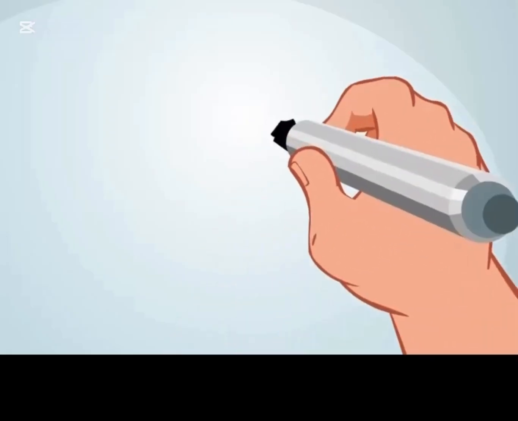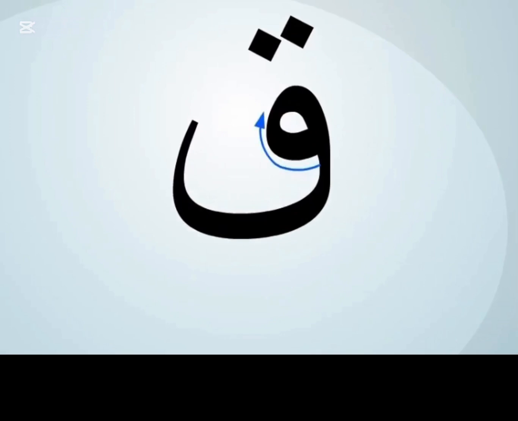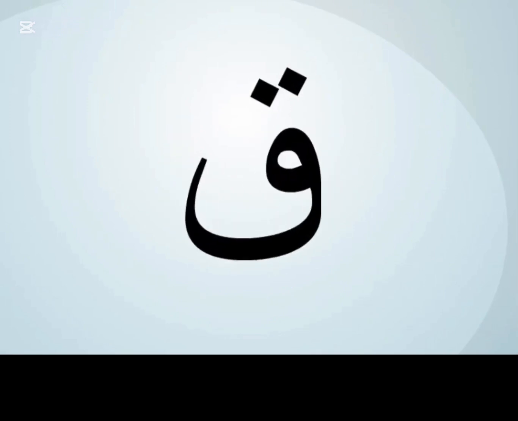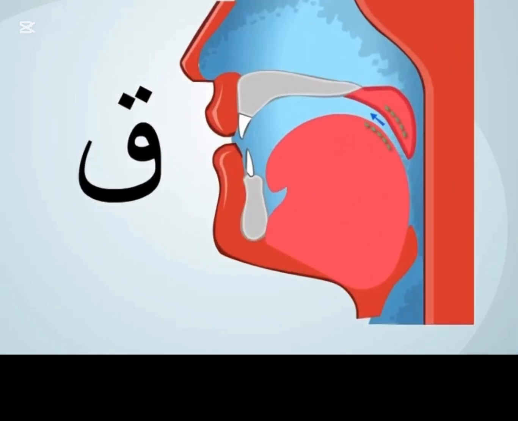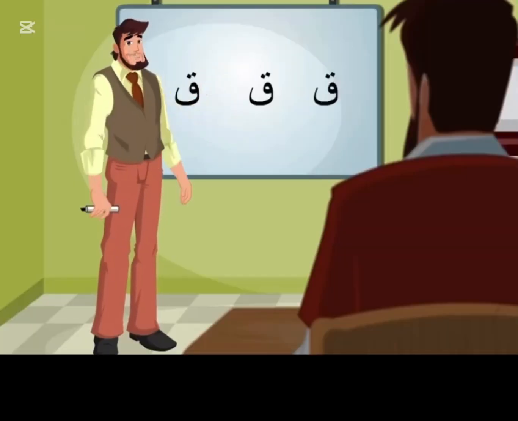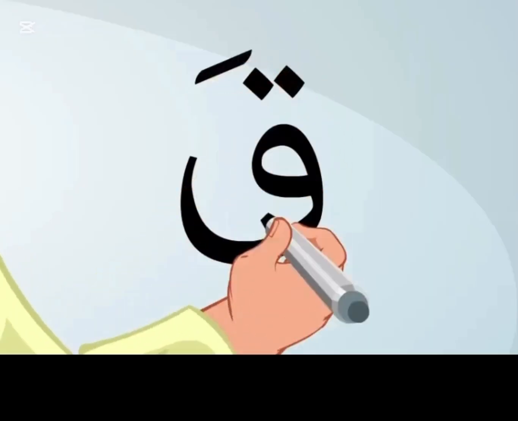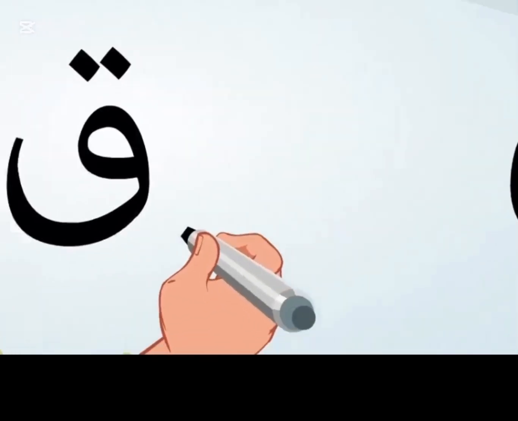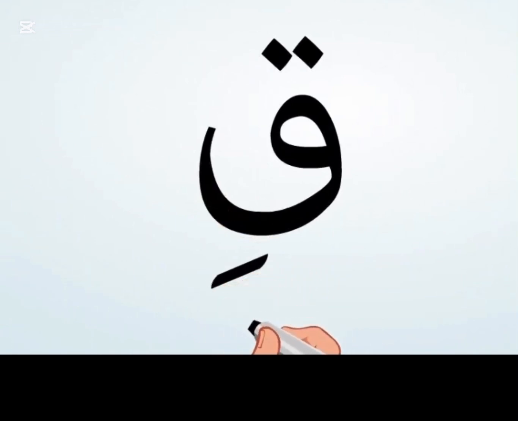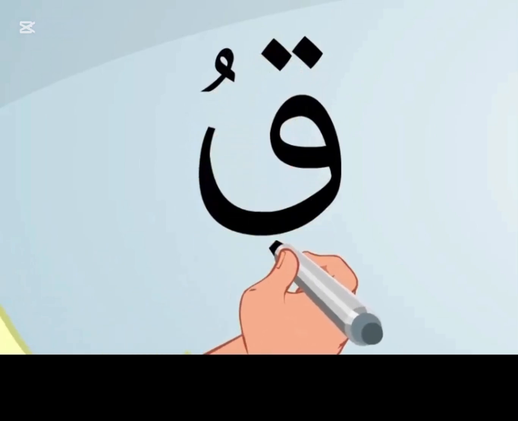Let's see the next letter. This is how we write it. Qaf. How to pronounce the letters with short vowels: Fath, Kasr, and Dam. Qa, Qi, Qu.